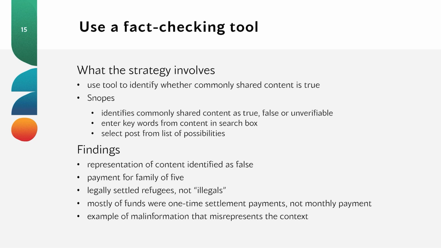While the RAP document appears real, the post's representation of the document is misleading in many ways. Some of these include: the payment is not for one person, but for a family of 5. The people receiving the payment were accepted by Canada as refugees, so they are not illegals. And most of the payments are for one-time resettlement costs and not monthly benefits. This is a clear example of how disinformation, or more specifically, malinformation, works by misrepresenting the context.